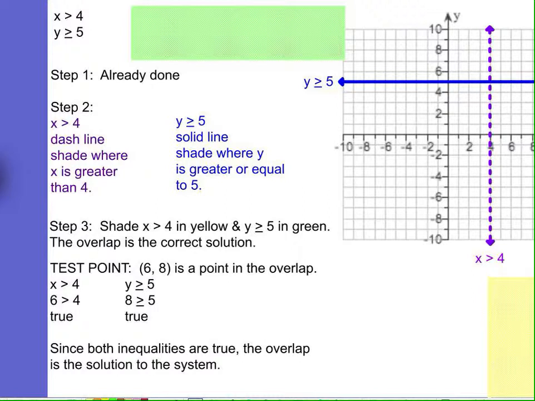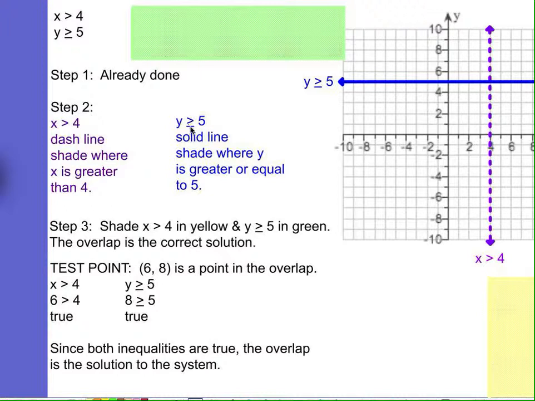Here we have another system that's very similar. We have x is greater than 4 and y is greater than or equal to 5. Again, in both equations, the variable is already by itself, so we're going to skip down to step 2. Since there is no equal mark for x is greater than 4, we're going to use a dashed line. So we go to where x is 4 and we draw a vertical dashed line.